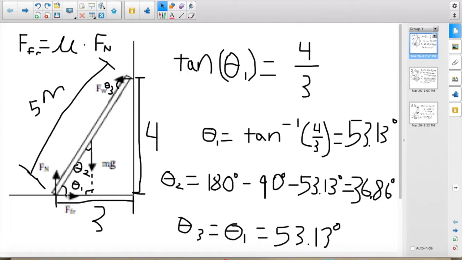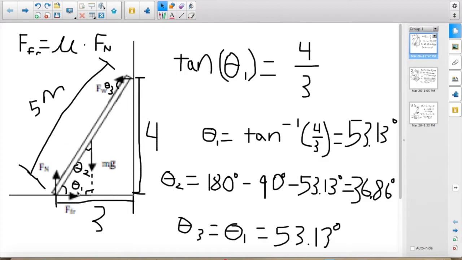So in order to solve for those angles, I called theta 1 the angle from the ladder to the ground. I called theta 2 the angle from the ladder to the force of gravity, which is pointed straight downward. And then I called theta 3 the angle from the ladder to the force from the wall.